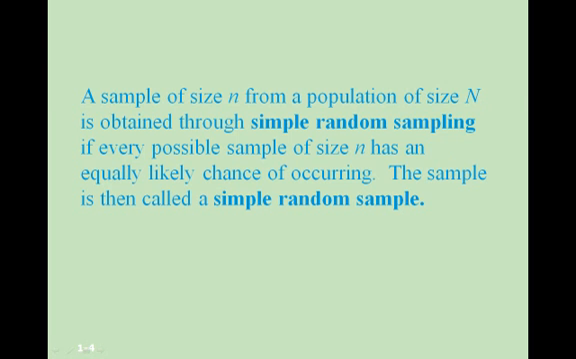A sample of size small n from a population of size capital N is obtained through what we call simple random sampling. If every possible sample of our size small n has an equally likely chance of occurring, the sample is then called a simple random sample.